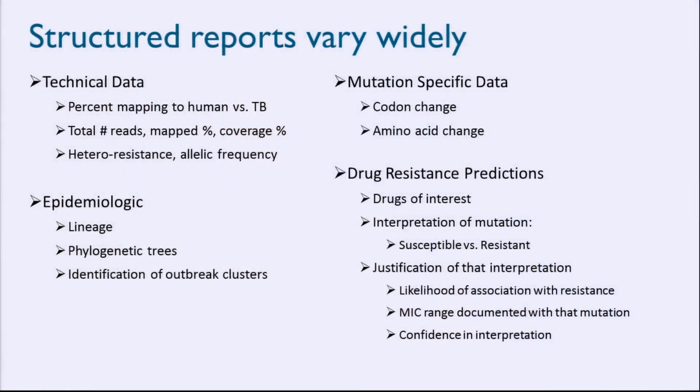So over the last year, I've been looking at different reporting methods that have come out of different sites, mostly between Europe and North America, and we see a wide variety of different kinds of information. So there's technical data looking at how much of this is human mapping reads, how much of this is TB versus other things, what coverage we see in the gene of interest, as well as heteroresistance, which is a topic that goes very, very deep, and I'm not going to go into very much right now. Epidemiologic data, mutation-specific data, which can be presented either as a codon or as an amino acid, and then the drug resistance stuff that I'm really interested in, not only referring to drugs of interest, but also how likely is it, based on what we just heard from Paulo, that this particular mutation matters for this particular patient, which always needs to come with that other sense of how much do I trust that piece of information that I'm getting.